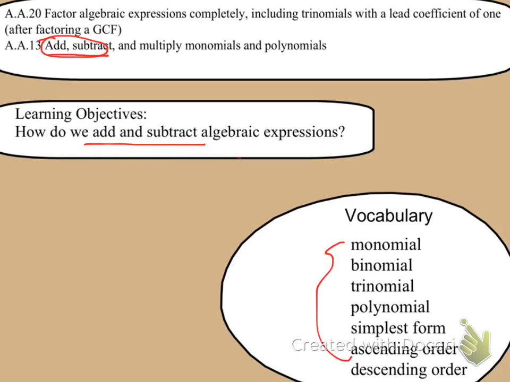Here's the vocabulary that we're going to cover in the next few pages. Monomial, binomial, trinomial. These are all a type of polynomial. We're going to define what simplest form means, ascending and descending order.